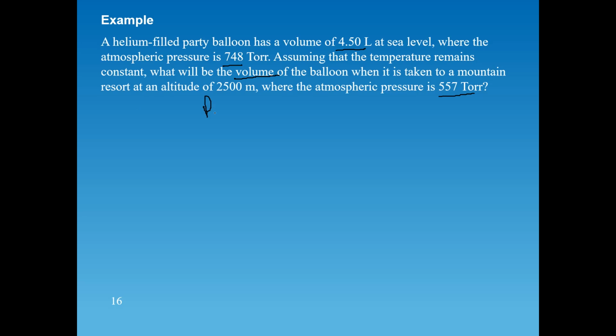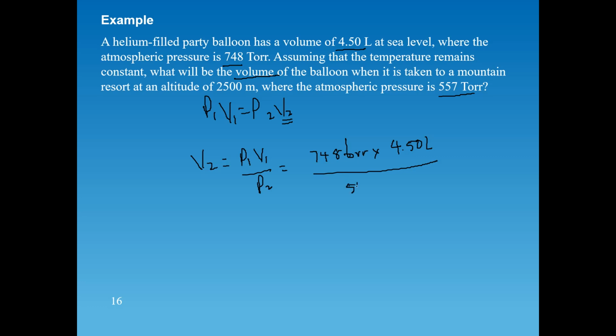So Boyle's law is what you'll be using. P1 V1 is equal to P2 V2. And what the question is asking for is V2. So you can rearrange this equation to get V2 is equal to P1 V1 over P2. And all you have to do from here is plug the numbers in. So P1 is the initial pressure, which is 748 torr, times the initial volume, which is 4.50 liters. And then we divide by the final pressure, which is 557 torr.